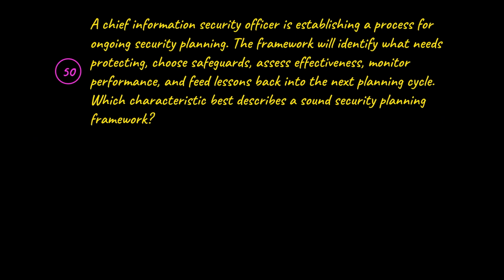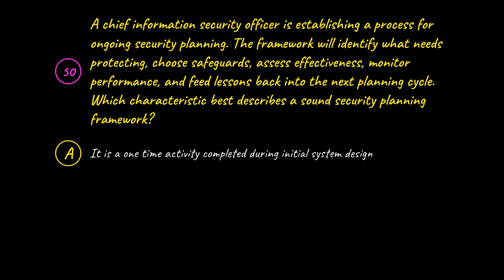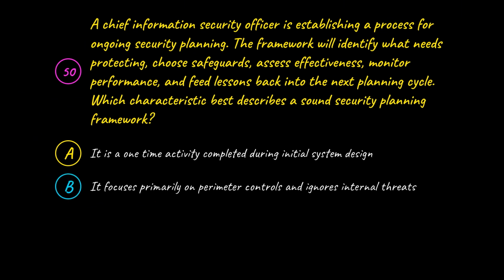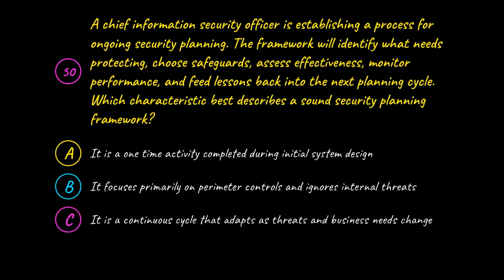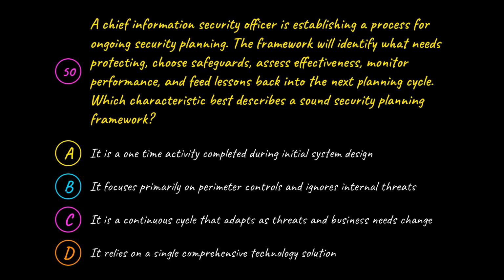Your options are: A. It is a one-time activity completed during initial system design. B. It focuses primarily on perimeter controls and ignores internal threats. C. It is a continuous cycle that adapts as threats and business needs change. D. It relies on a single comprehensive technology solution. Take a second. Which answer would you pick?